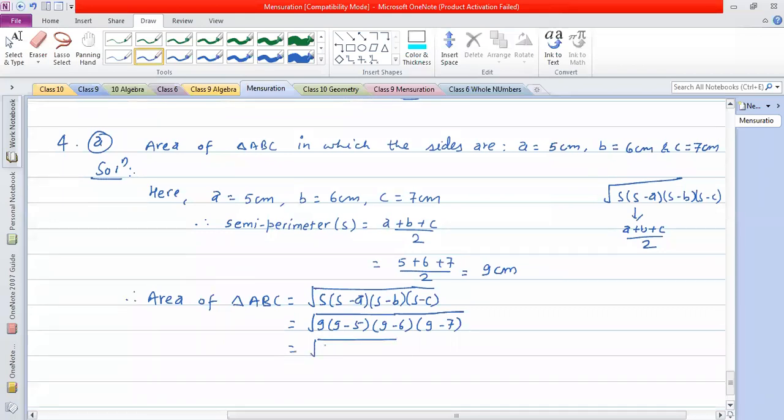Square root 9 multiply 4 multiply 3 multiply 2. Okay, so 9 4s are 36. Or what we can do, what it will come? 4 is 12, 12 is 24, 24 9s are how much? 216. I think it is not a perfect square number. How much it will come after simplifying? I think 6 root 6, right? Yes, sir. 6 root 6 centimeter square.